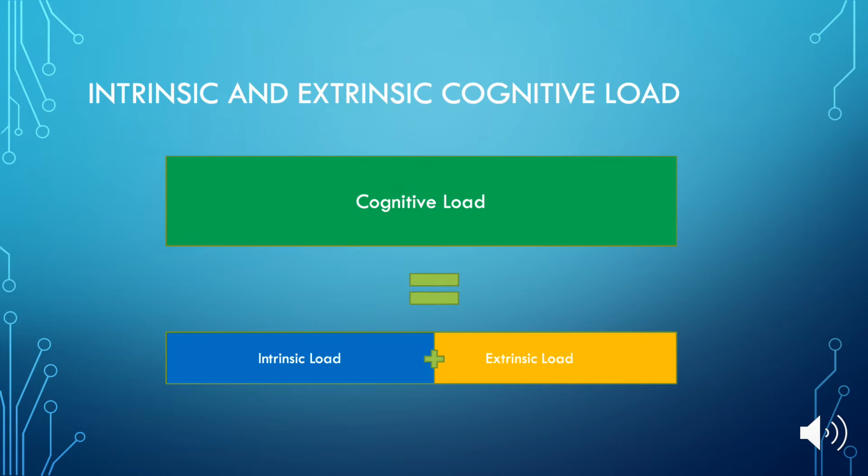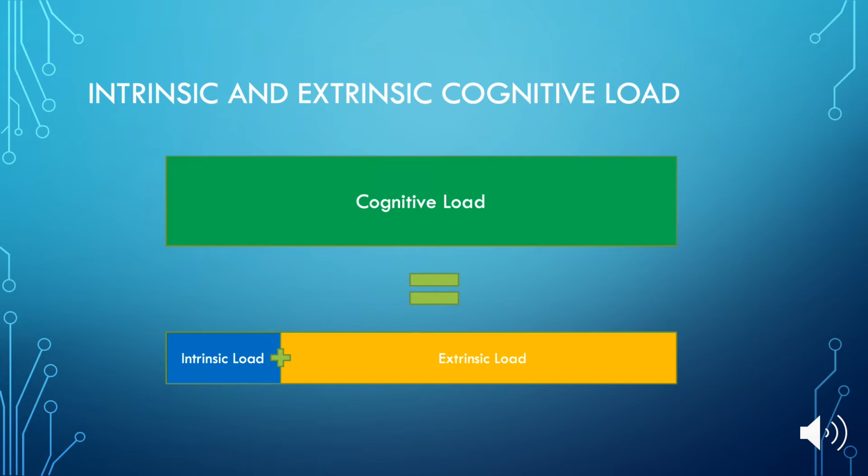So the cognitive load is made up of the intrinsic and extrinsic load. You can see here cognitive load equals intrinsic plus extrinsic load. Ideally, the intrinsic productive load takes up more of the cognitive load than the extrinsic unnecessary load. But unfortunately, if the instructional design is poor, the extrinsic load may take up more of the cognitive load.